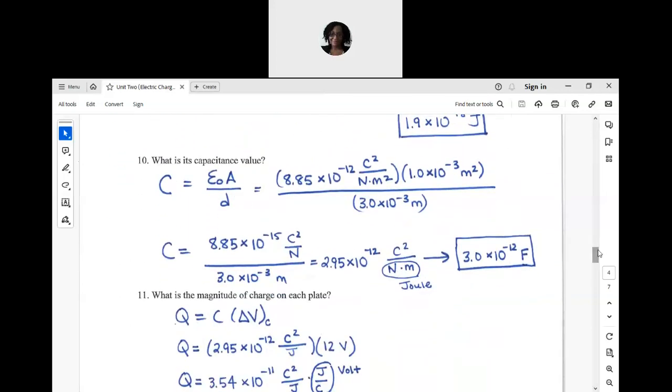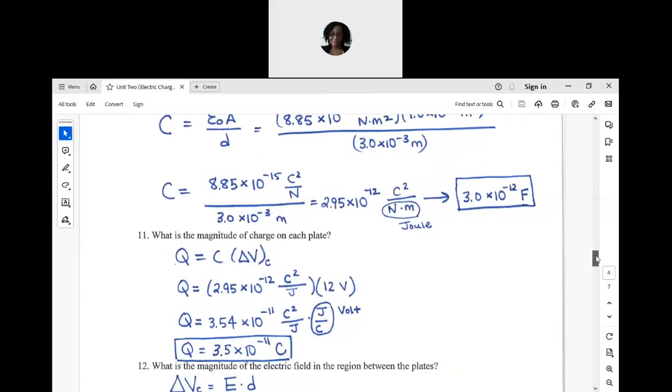The capacitance value is something that is independent of delta V. That's something I could calculate just by knowing the area, the separation between plates, and the permittivity. So doing that gives us 3.0 times 10 to the negative 12 farad. And this is a picofarad, 3.0 picofarad. I'm not certain that we've run into pico anything yet before this, but that is the appropriate prefix you could use for it.